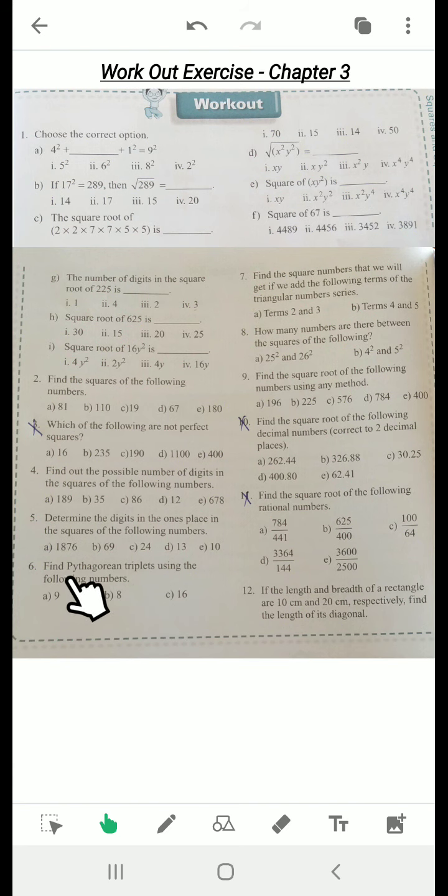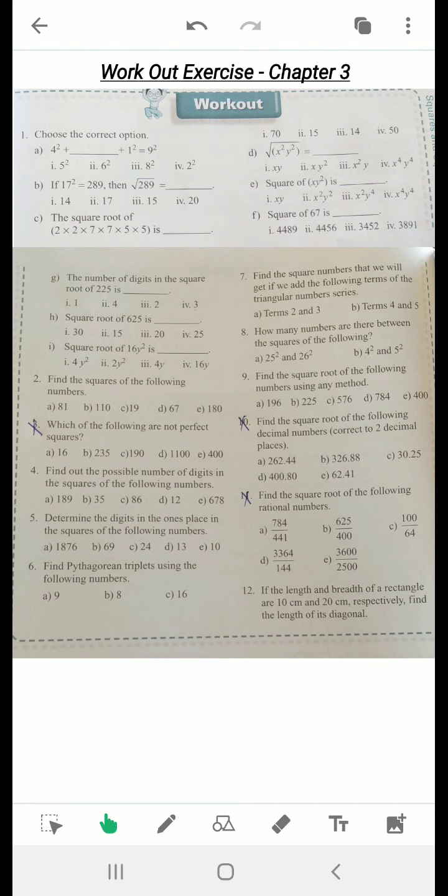Then question number 6, find Pythagorean triplet using the following numbers. That also I explained in the previous videos. Find the square number that we will get if we add the following terms. Question number 8 also you have to do yourself. Question number 9 also you have to do.